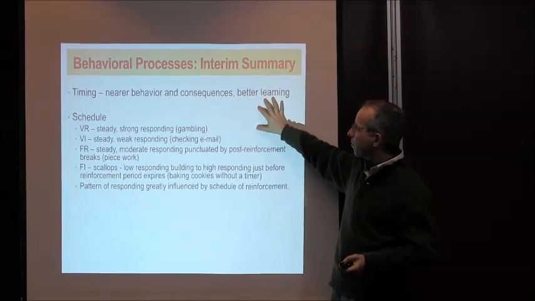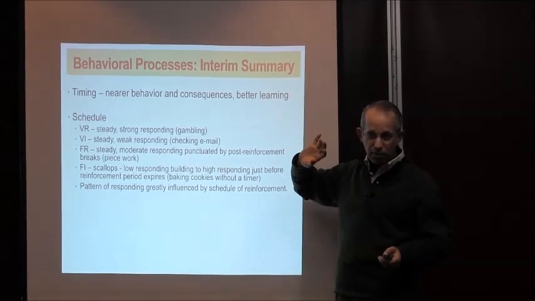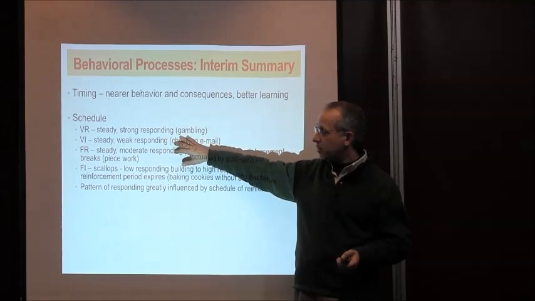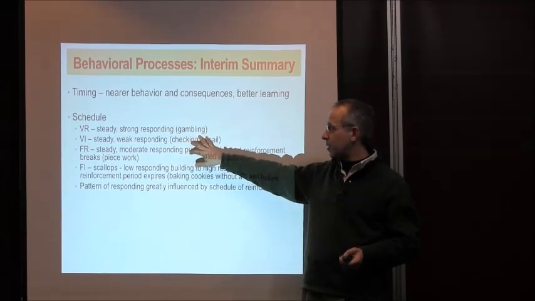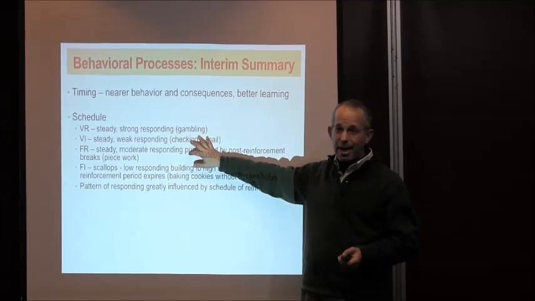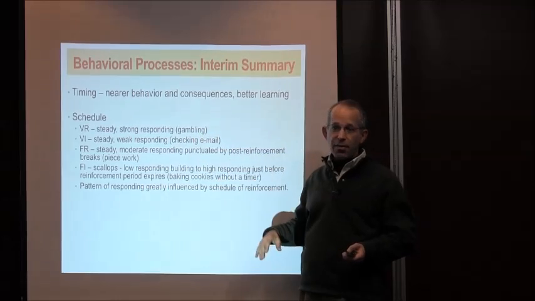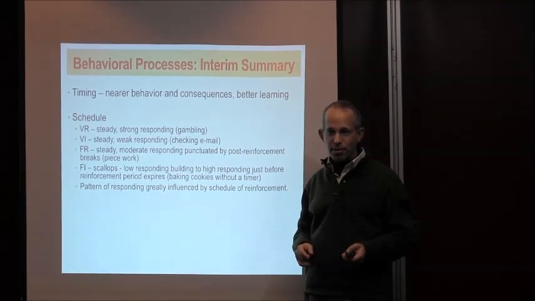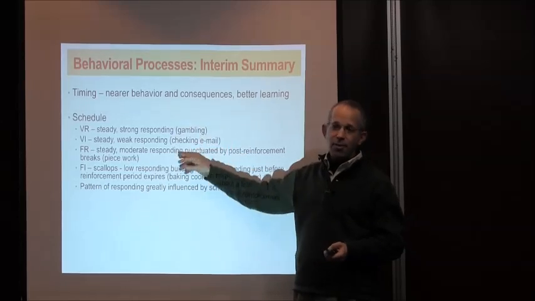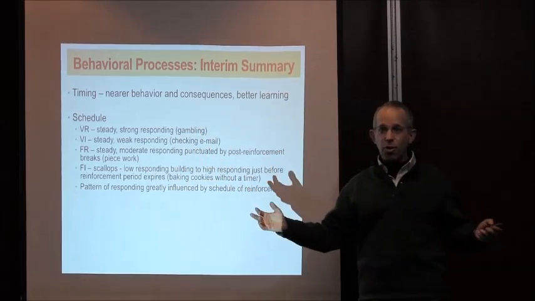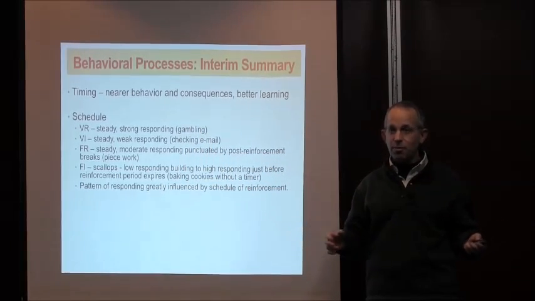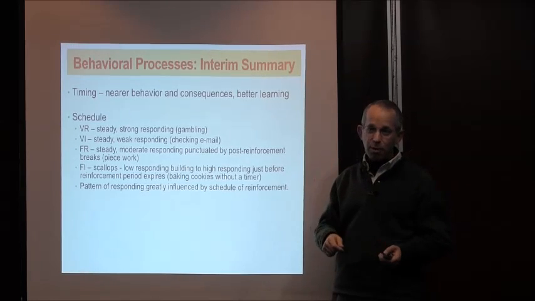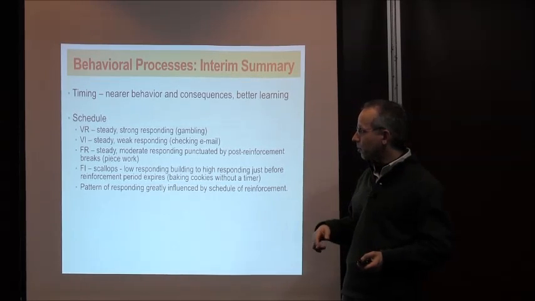So the nearer behavior and consequences, the better the learning. That's sort of standard. The schedule that produces steady, strong responding is the variable ratio. One example is gambling. In gambling, it's not the case that every time you put a quarter in the slot machine, you get back a reward. It's variable. You don't know how often it'll be. It's some sort of small ratio, but a certain percent of the times that you do the response of putting in a quarter, you get back a reward.